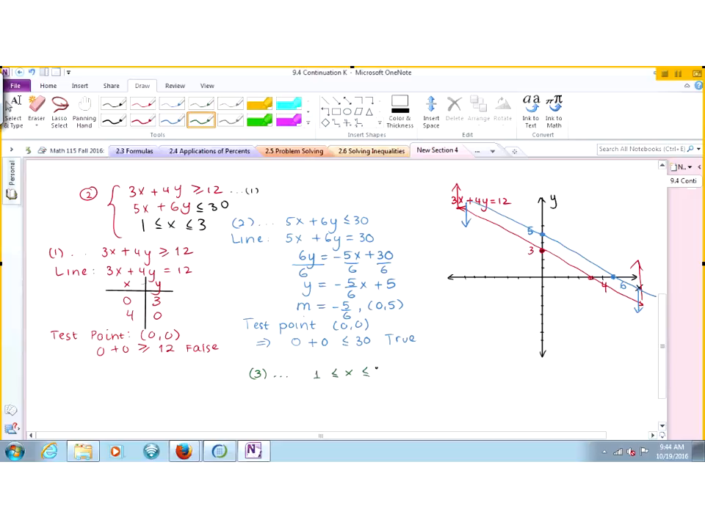The last one is 1 is less than or equal to x is less than or equal to 3. It just says that x is in between 1 and 3. This is x equals 1. Do you know that x equals 1 is a vertical line? Yes, so this is x equals 1. And then this is x equals 3. So it just says x is in between 1 and 3. Oh, yeah, I'm sorry. You're right. Should be 3.